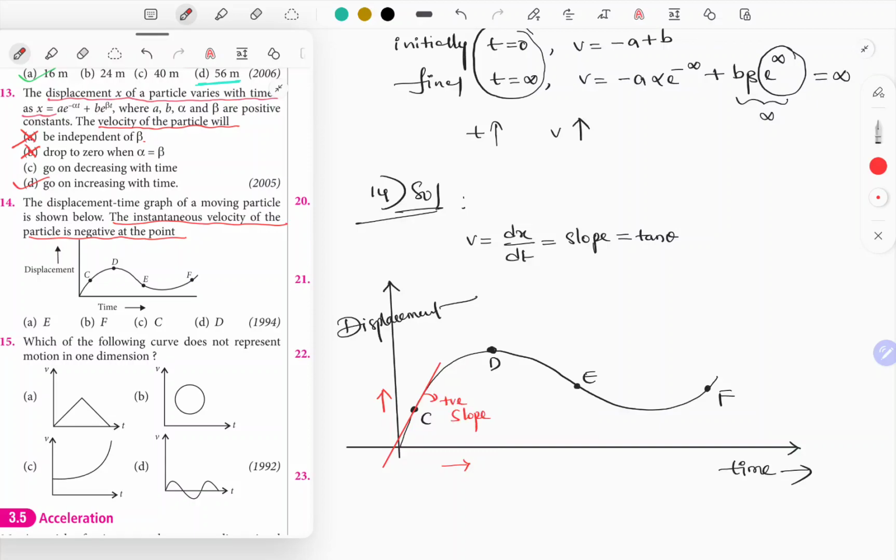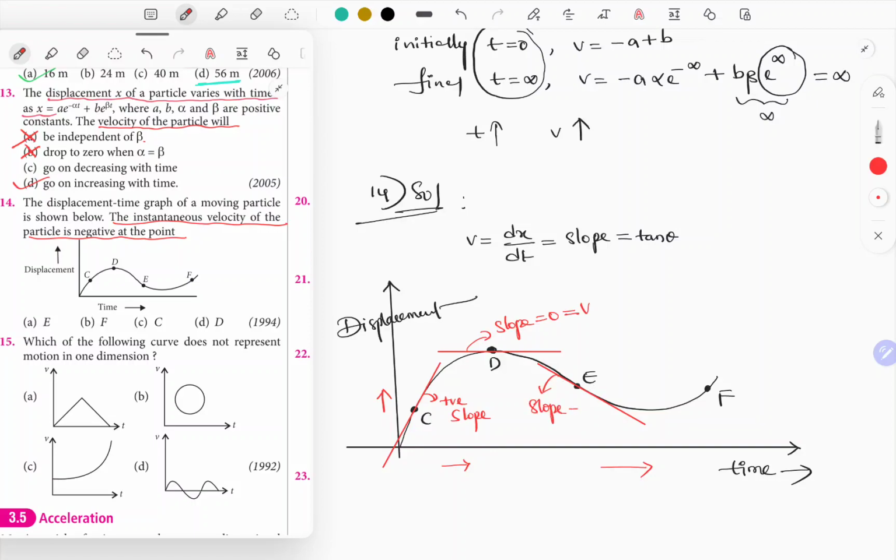Okay. Next, at position D, if I draw a tangent at position D, the slope is zero. There is no change in position at exactly position D. So slope is going to be zero. Slope is zero in the sense that at that position velocity is equal to zero. Now observe position E, if I draw like this. As time is increasing, position is decreasing or increasing? Decreasing. Displacement is decreasing. That means is it a negative slope or a positive slope?